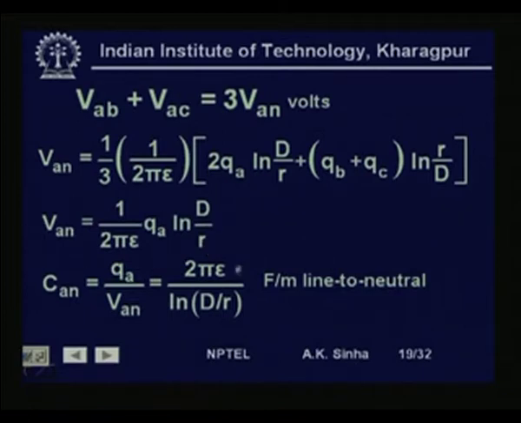So, once we have calculated the voltage between phase conductor A and the neutral, which is at 0 potential, we have got CAN, or the capacitance between conductor A and the neutral or the ground, will be equal to qA by VAN, which comes out to be equal to twice pi epsilon divided by log n d by r farad per meter. This is line to neutral capacitance or line to ground capacitance.